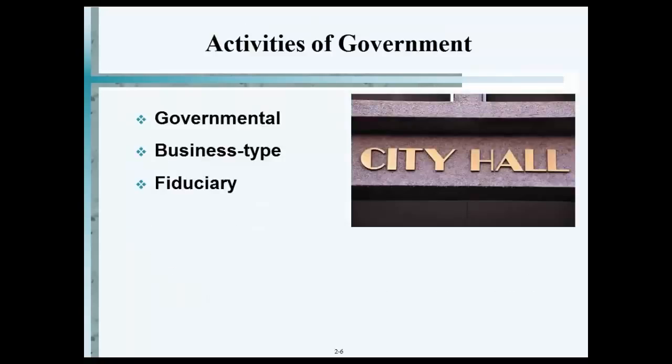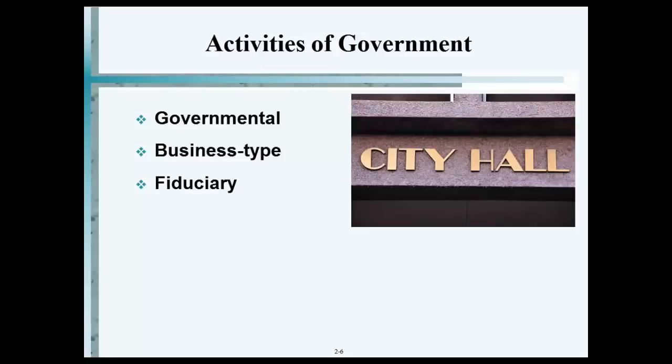These are the three types of activities. So once again, what is governmental activity? What are some examples? Police services, fire services, right? Parks and recreation, public works. These are all governmental types of activities, right?